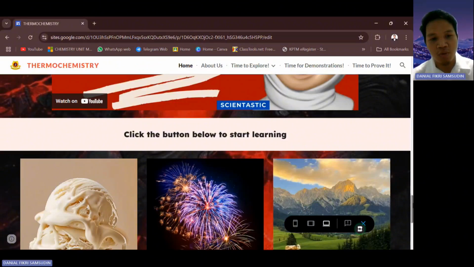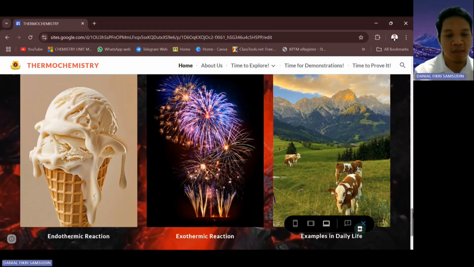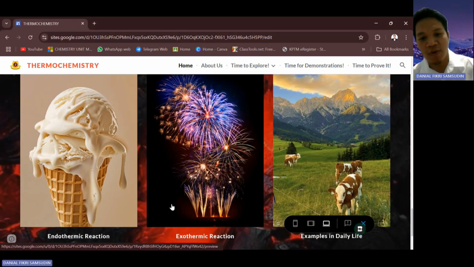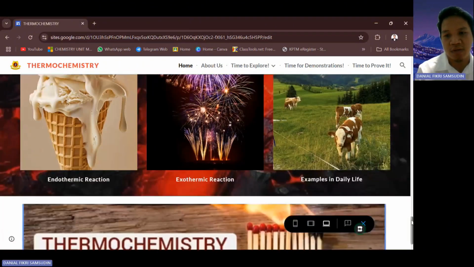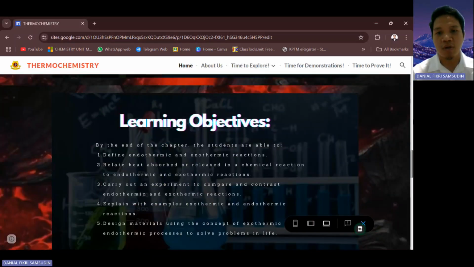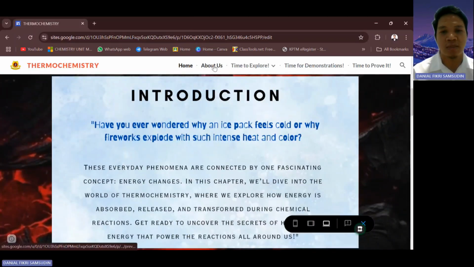When you are ready for the learning, you may click on the button depending on whether you want to study the endothermic reaction first, the exothermic reaction, or the examples in daily life. Okay, so let's continue with about us.